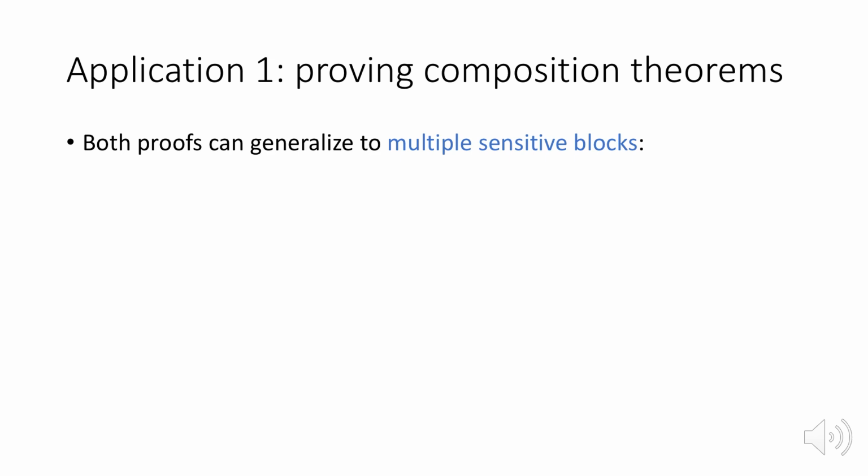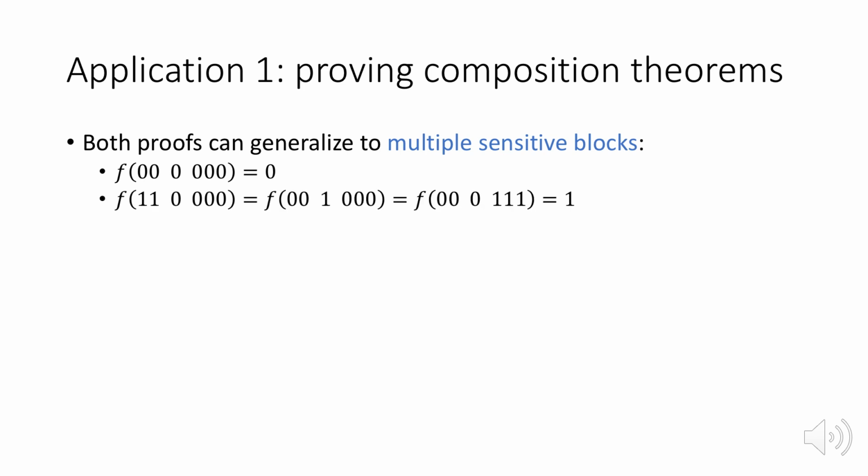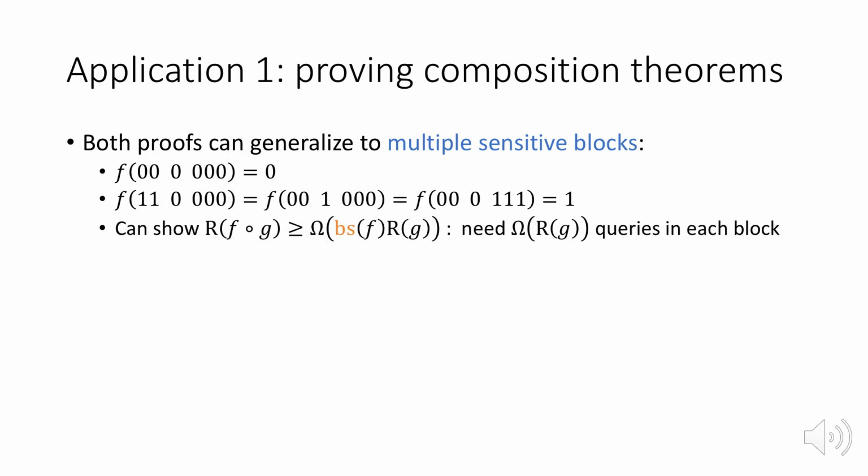First of all, both proofs can generalize to multiple sensitive blocks. Consider this function f that maps the all-zero string to 0. Its input is divided into 3 blocks, and flipping each block flips the output. For such functions, we can show that the randomized query complexity of the composed function is lower bounded by the number of blocks times R of g. Here, Bs is a shorthand for block sensitivity, which equals the maximum number of disjoint sensitive blocks.